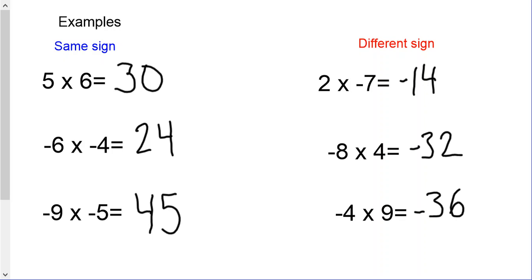Okay, so same sign, whether it's positive or negative, will give you a positive product. If the signs are different, you will get a negative. And reminder, this is when dealing with multiplying two integers.